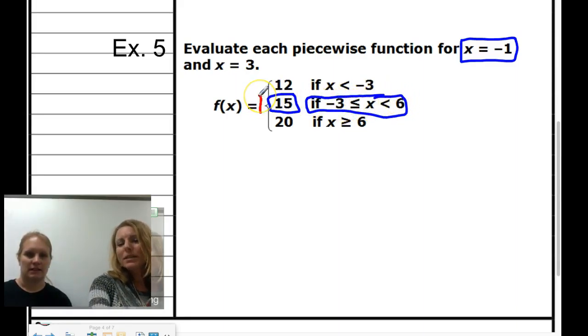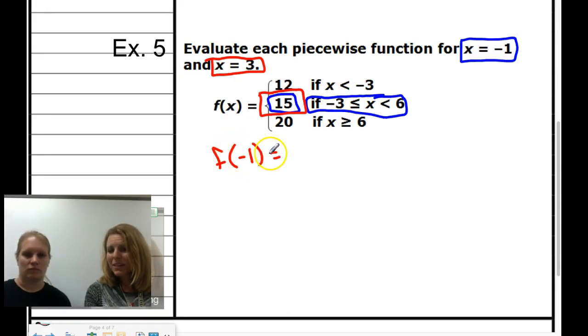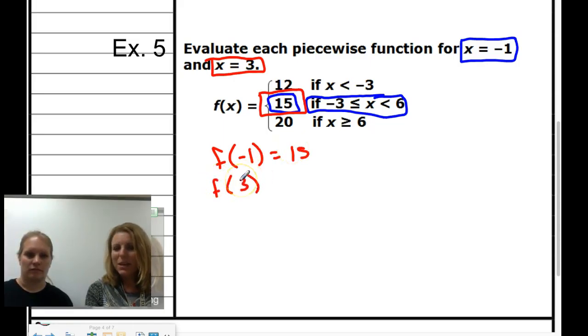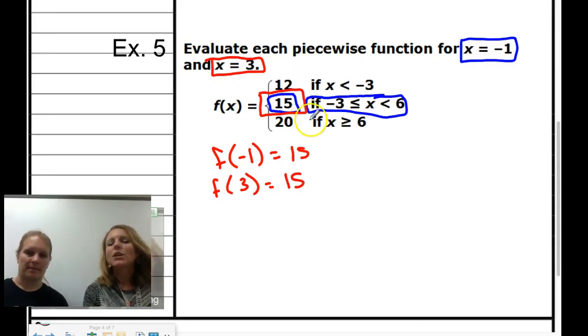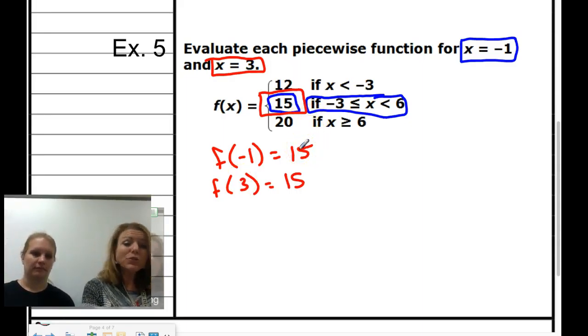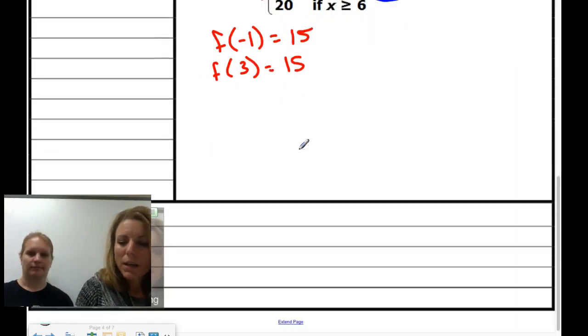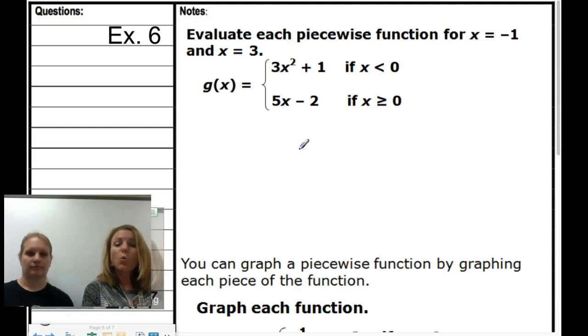So what I'd like you to write down below for me: f, and in parentheses write -1. That equals 15. And down below, f(3) equals 15, just so they understand. So we're evaluating the function when x is -1 and 3, and the answers are the same because it is a step function. Great.